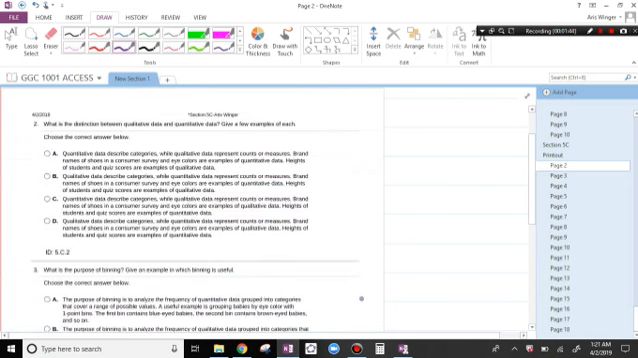What is the distinction between qualitative data and quantitative data? So here, this is in categories, and here, this is in number, right? That's the shorthand version. Qualitative data describes categories, while quantitative data represents counts or measures. Brand names of shoes in a consumer survey, and eye colors are examples of qualitative data. Heights of students and quiz scores are examples of quantitative data.